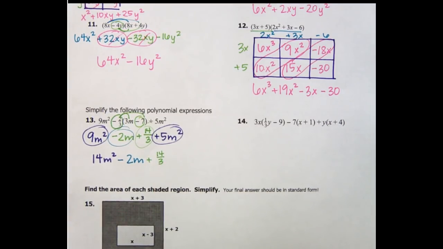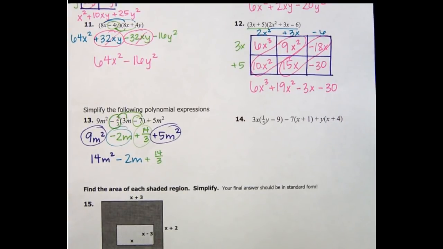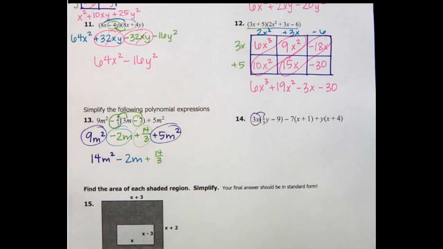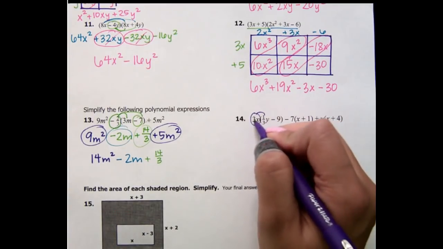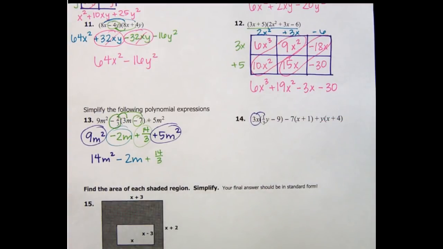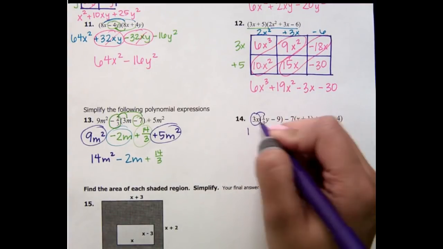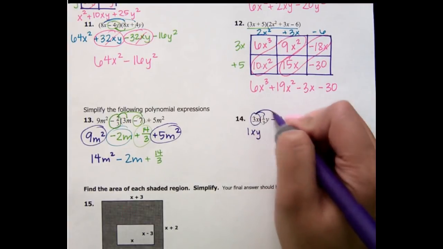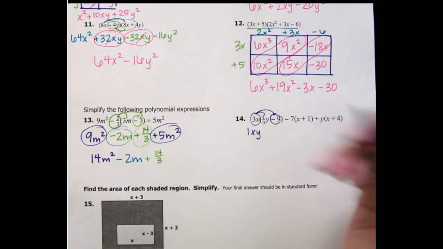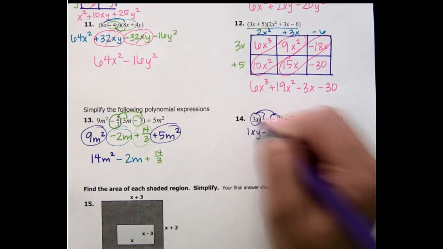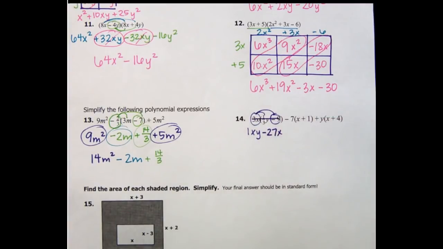All right, 14 is similar. We have to distribute what's in front of the parentheses first. So I have to distribute 3x times 1 over 3y. Well, 3 times 1 over 3 is just 1. And then x times y is xy. 3x times negative 9. 3 times negative 9 is negative 27x. So I'm done with that part.